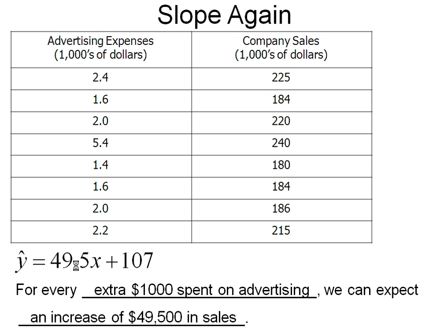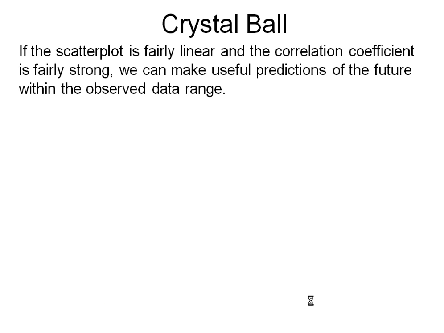Keep in mind, this is just a model. So if a company spends this much extra on advertising, they can't guarantee they're going to make that much more in sales. But the data does suggest that that may happen on average. All right, now if our scatter plot looks pretty linear and the correlation coefficient is pretty strong, closer to 1 or -1, we can make useful predictions into the future, kind of like having a crystal ball.